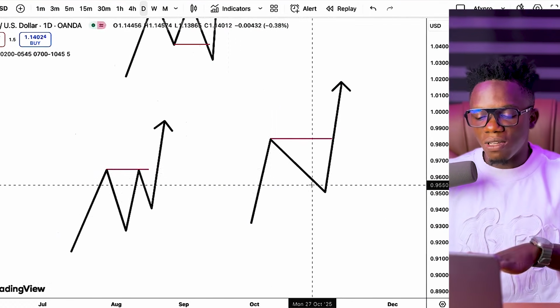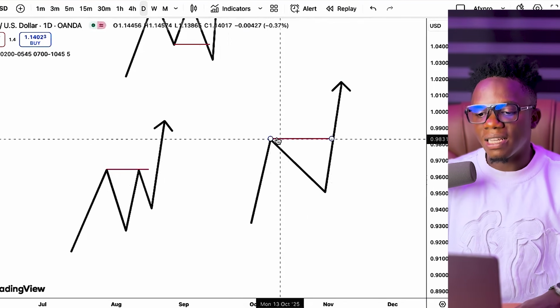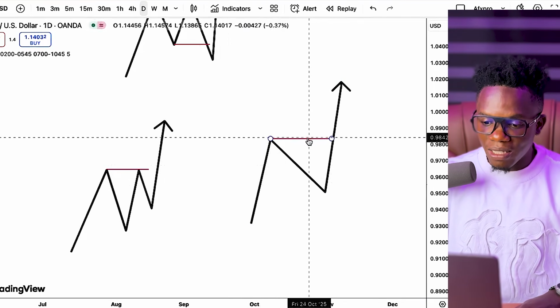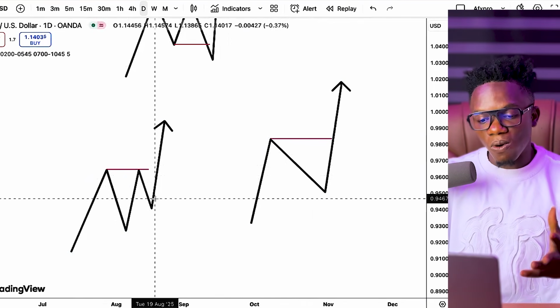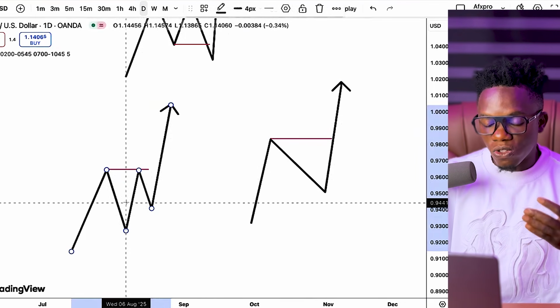Now, I understand most of you watching me right now obviously know the concept of liquidity. For example, you know that on every high there's buy side liquidity, equal highs, relative equal highs. These are areas of liquidity. Price needs to come back to seek it. This is what we call draw on liquidity.